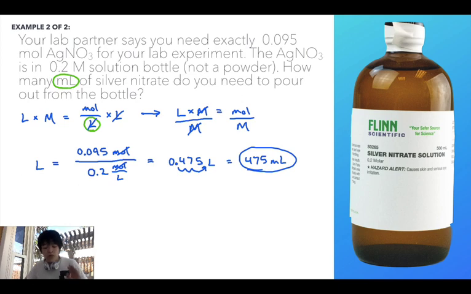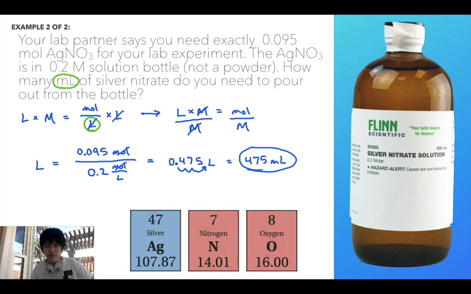So if your lab partner needs exactly 0.095 moles of silver nitrate, and we have a bottle that is 0.2 molar, we're going to need to pour out exactly 475 milliliters of that 0.2 molar silver nitrate. Okay, and that's how we do this problem. You might be wondering, what about the molar mass? Well, this problem doesn't require any conversions between moles and grams, so that's actually not even necessary for this problem.